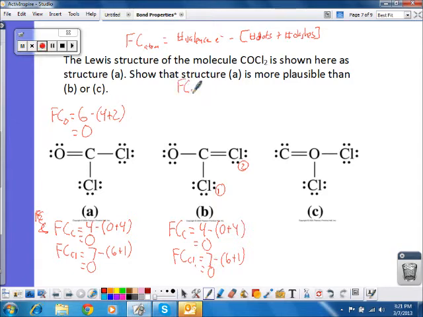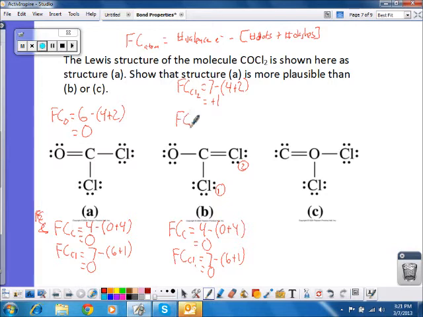The formal charge on chlorine number 2, however, is not 0. It has 7 valence electrons, but now there are 4 dots and 2 dashes. So chlorine picks up a positive 1 formal charge, which should already tell you something's wrong, because chlorine is one of the more electronegative atoms. Not the most, that would be fluorine, but halogens like to be negative, not positive.